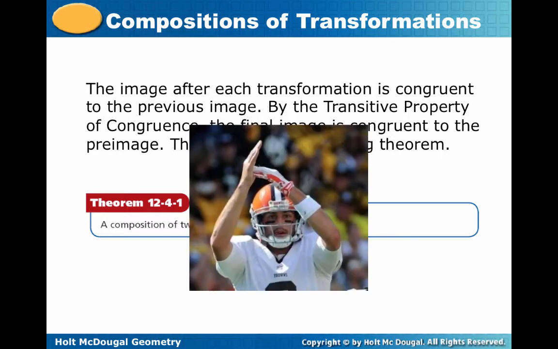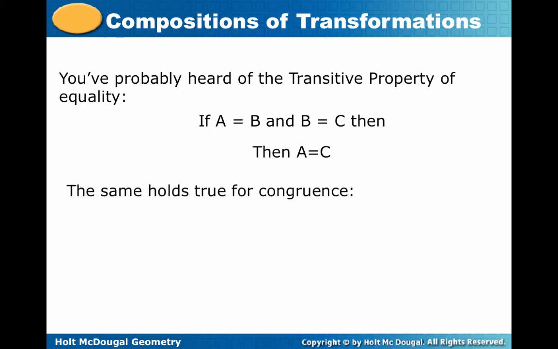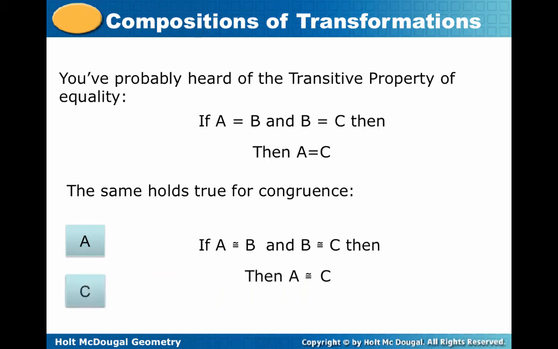So hold on, let's find out what that is. You've probably heard of the transitive property of equality. If A equals B and B equals C, then A equals C. The same holds true for congruence. If A is congruent to B and B is congruent to C, then A is congruent to C.